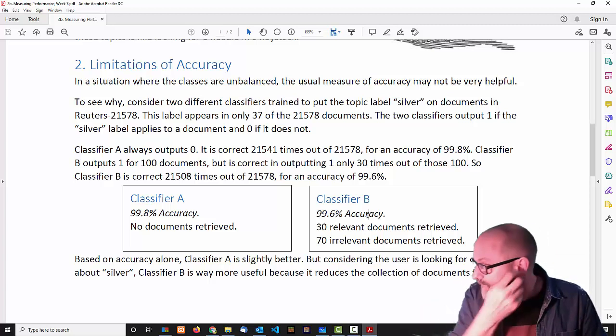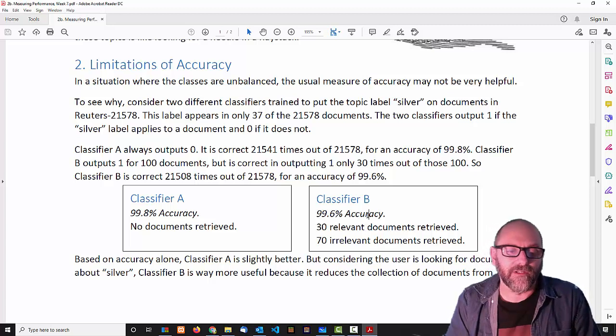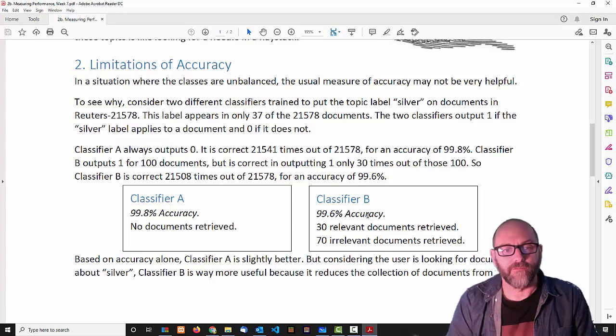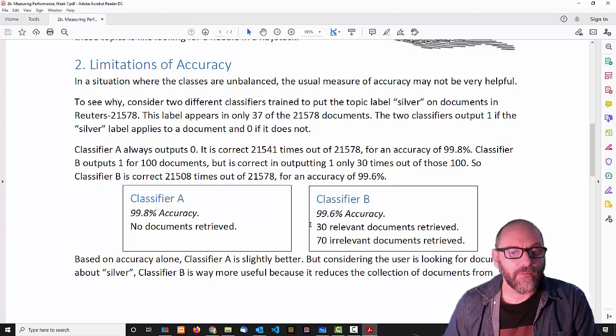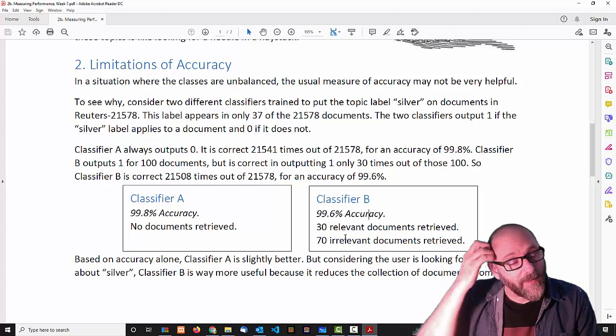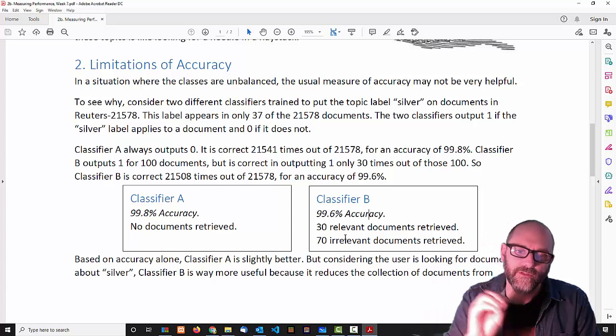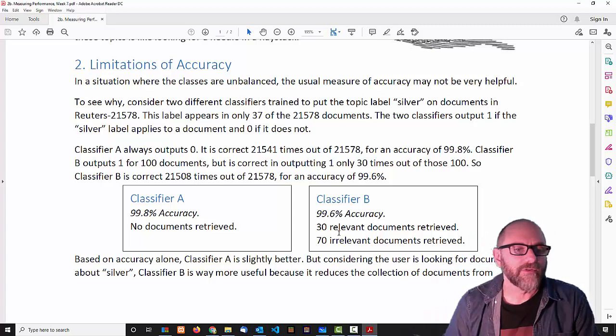So for most of these tasks, we can't really use accuracy. Accuracy is not going to be helpful as a measure of information retrieval tasks. So what we do instead is we make 2 other measurements. We don't use accuracy so much. We use these measurements called precision and recall.